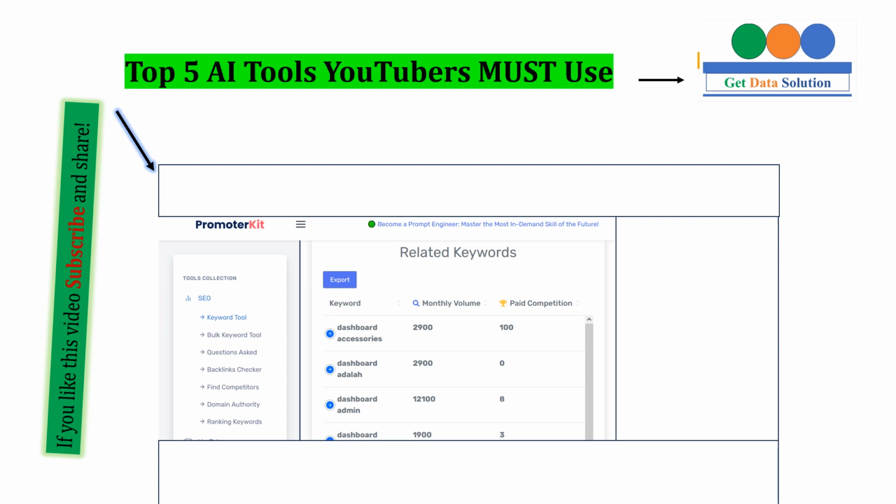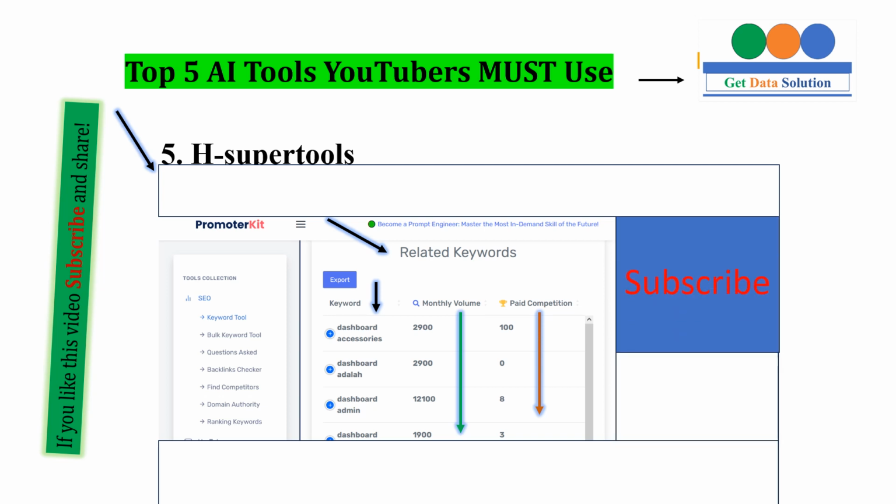It will also generate some related keywords. For example, in this particular case, dashboard accessories, dashboard data, dashboard admin, and so on. And the volume is indicated here, and the paid competition is also indicated here. So this is very important. These are very important tools any YouTubers should use.